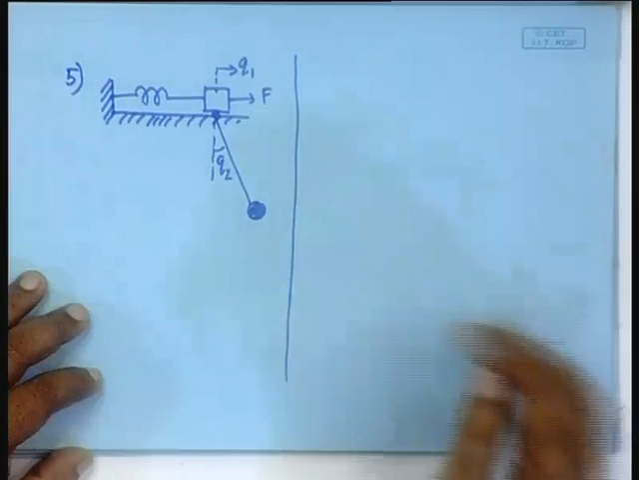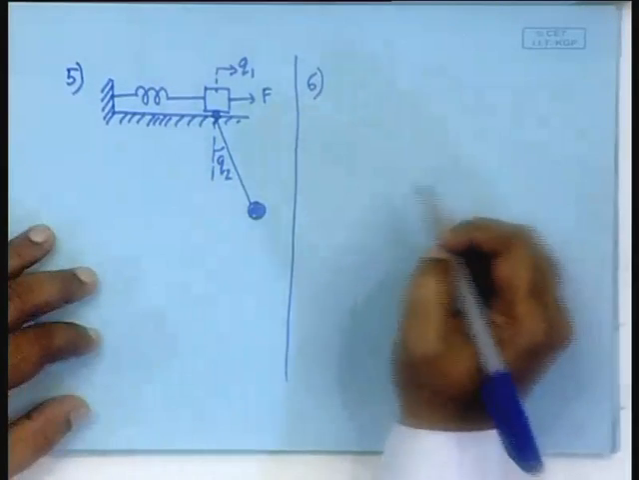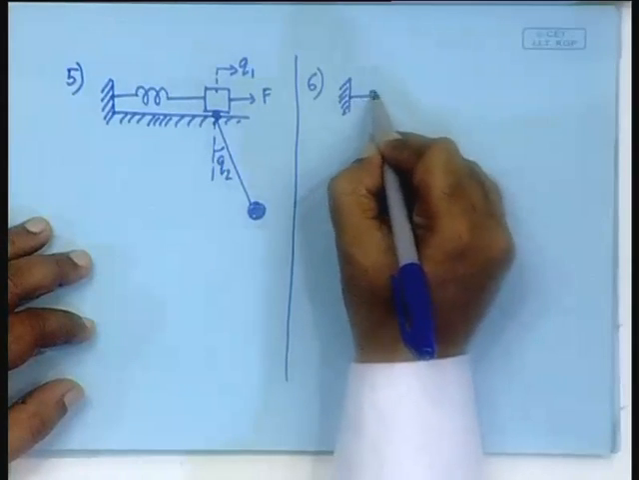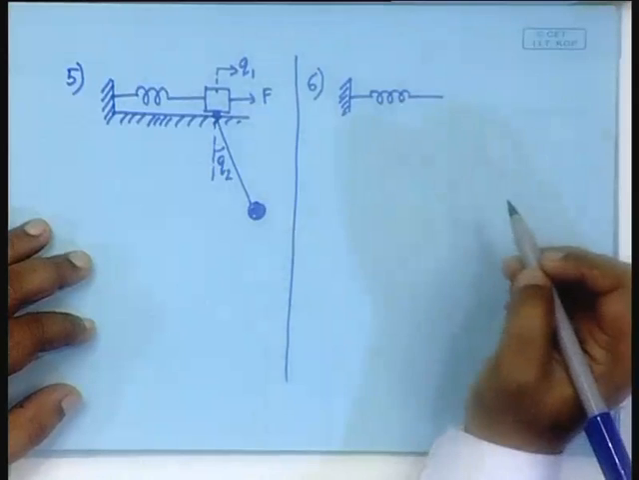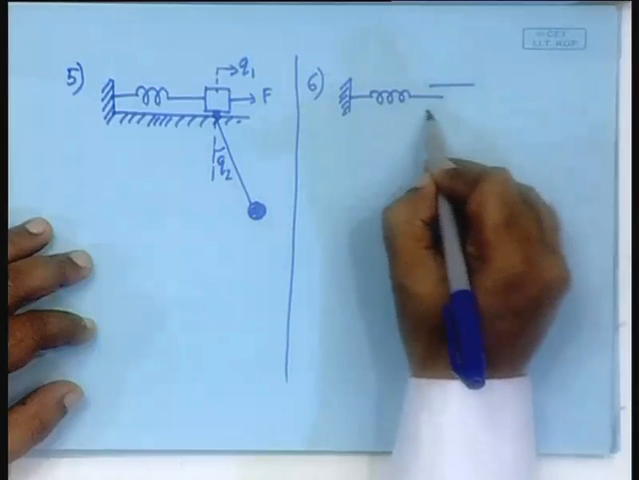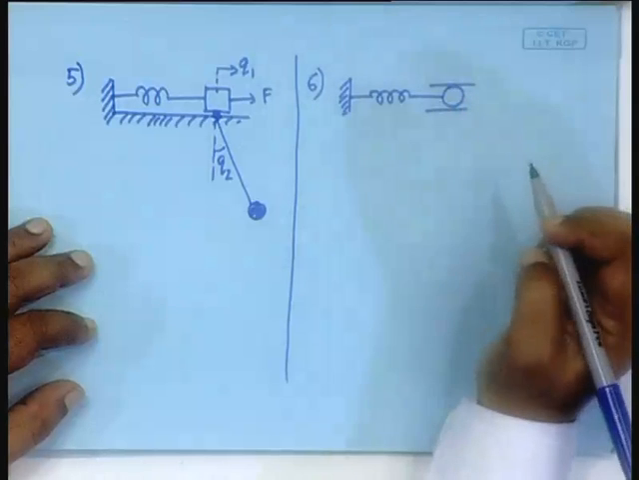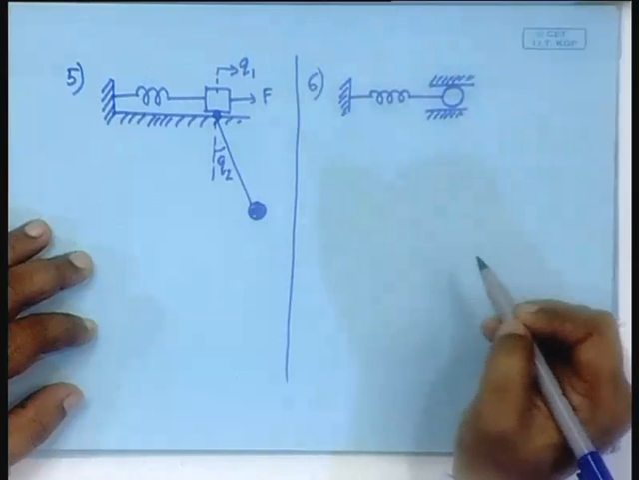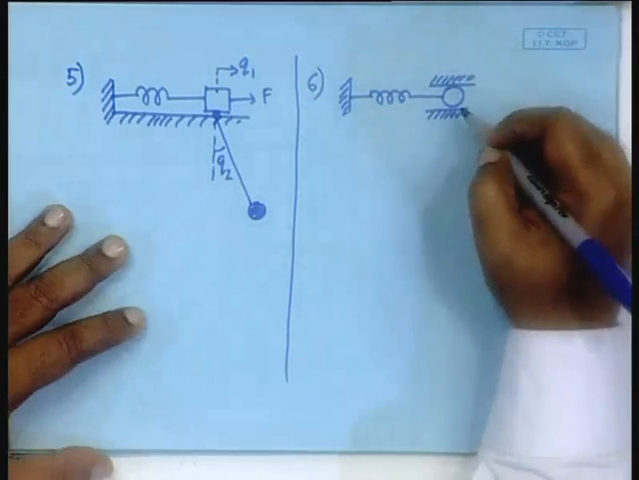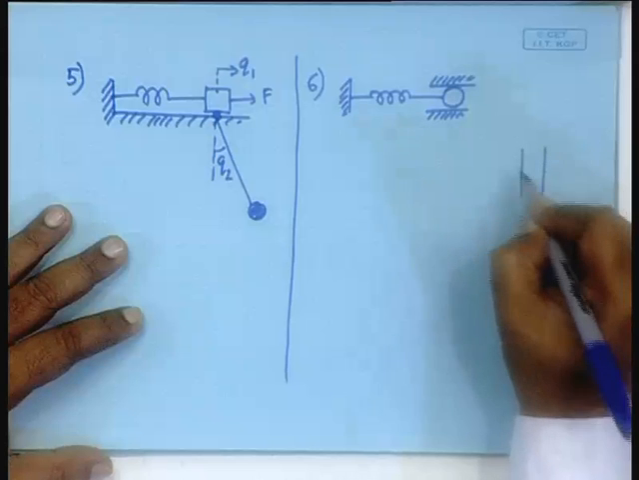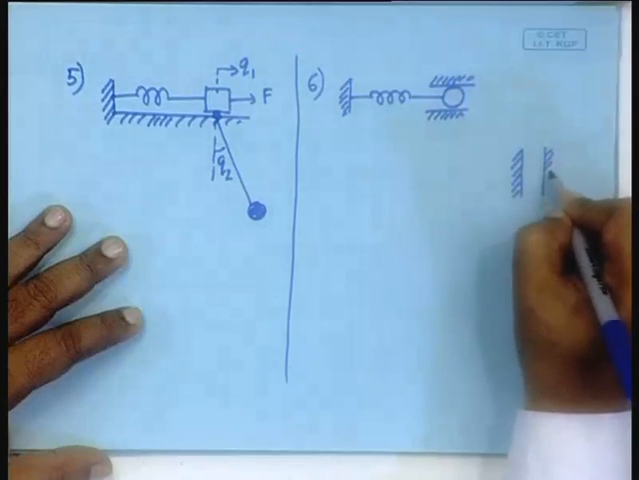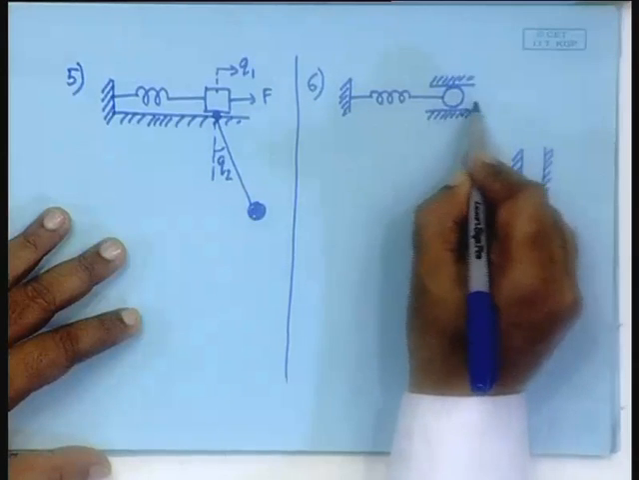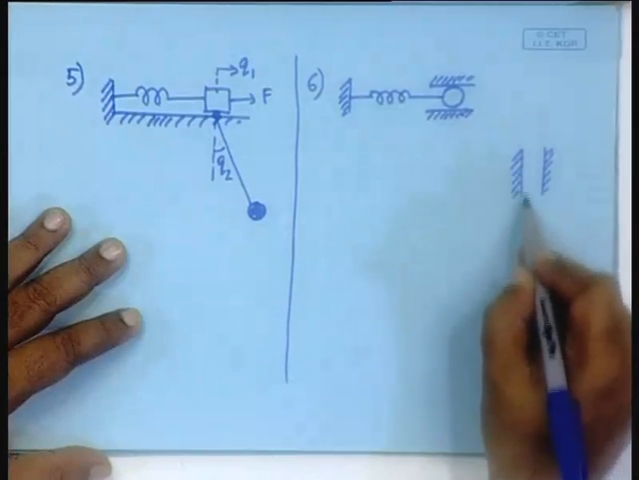Let us think of a mechanism where you have a rigid wall to a spring, but at this point there is a wheel which is able to move in between this, and there is another guide. So, there is a guide here which forces this thing to move this way only, and there is another guide which forces this thing to move this way only.